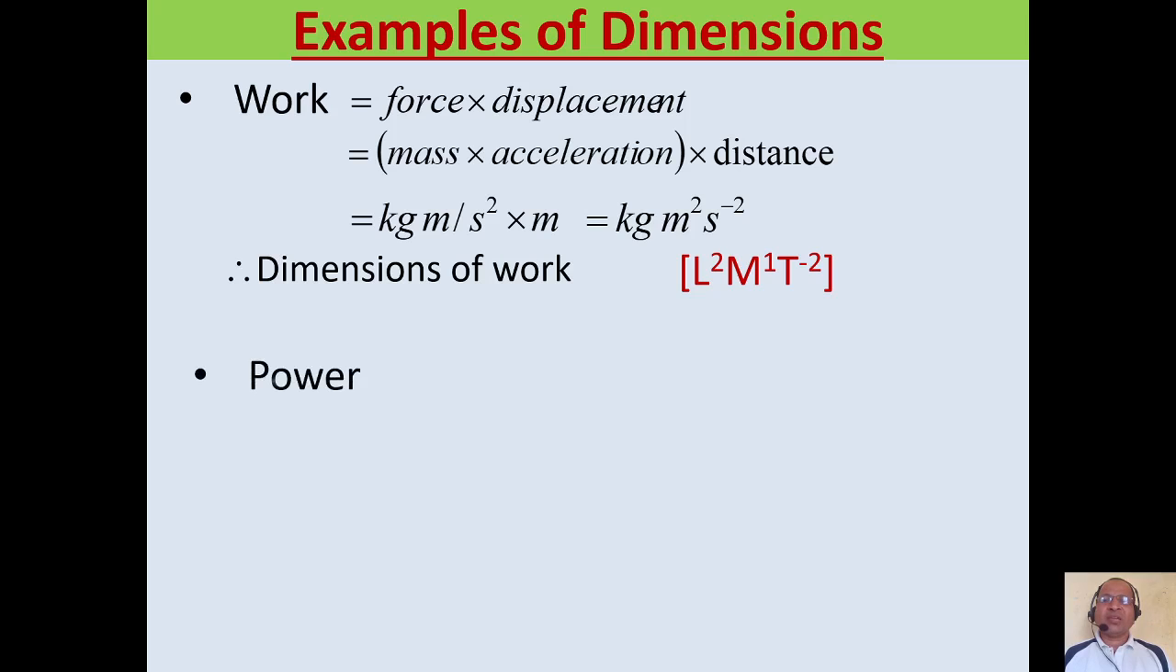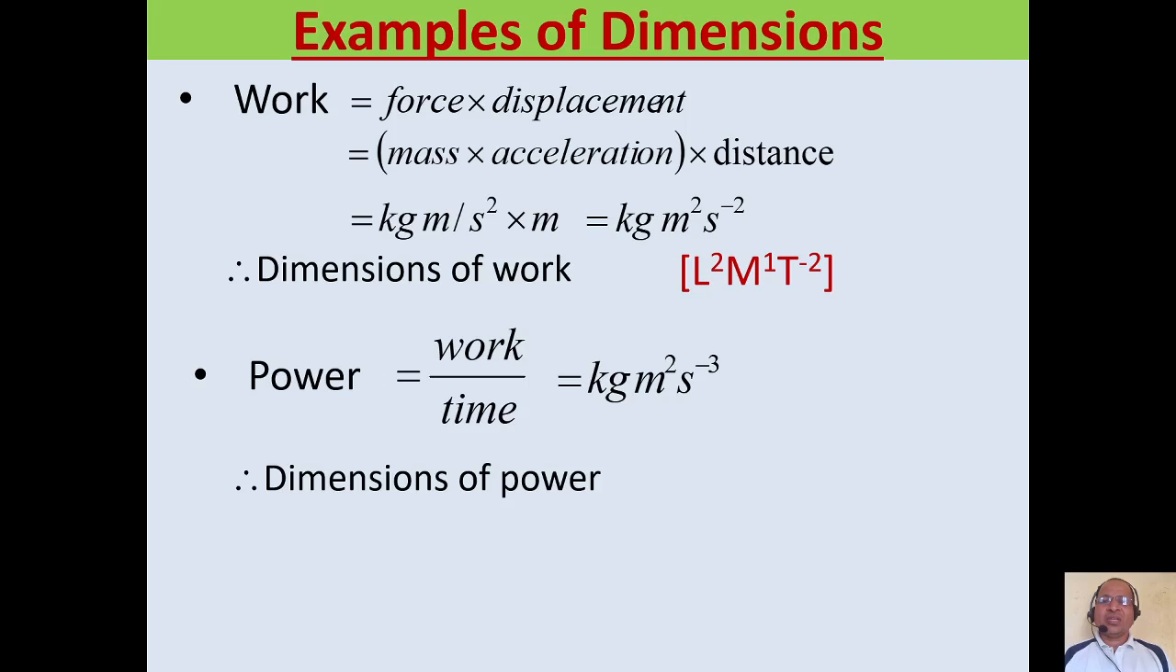Similarly, we can find out dimensions of power. Power is given by the formula work upon time. So its unit is kilogram meter square second raised to minus 3, as we have already obtained the unit for work in the above example. So dimensions of power become L raised to 2, M raised to 1, T raised to minus 3.